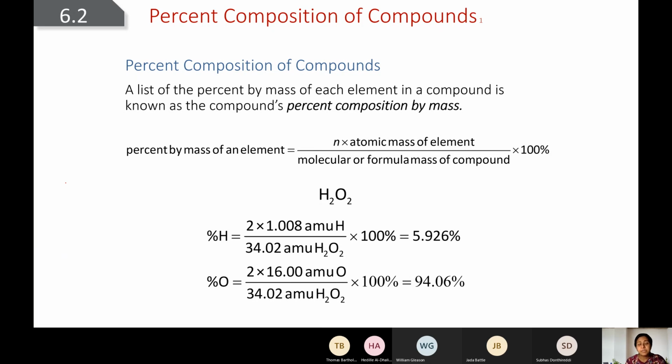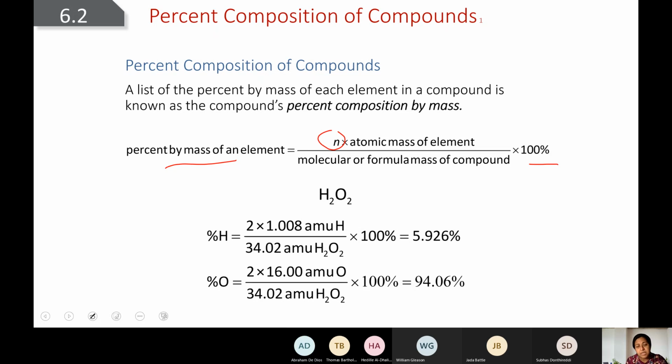The percentage by mass of an element will be given by its mass. In order to find this percentage by mass of an element, we need to divide the atomic mass of the element multiplied by the number of atoms of that element in the molecular formula by the molecular or formula mass of the compound, and then we multiply it by 100.